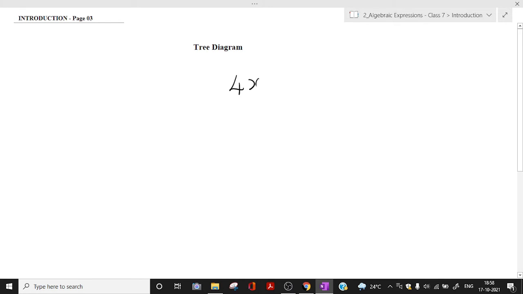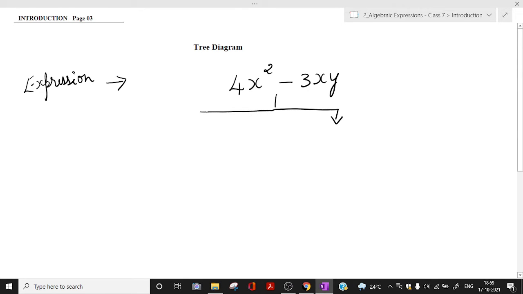So if I write 4x squared minus 3xy, what have I written? I have written an expression. And this is a two-term expression because there are two terms in it. Which are the two terms that we have written in this expression? One term is 4x squared and the other term is minus 3xy.